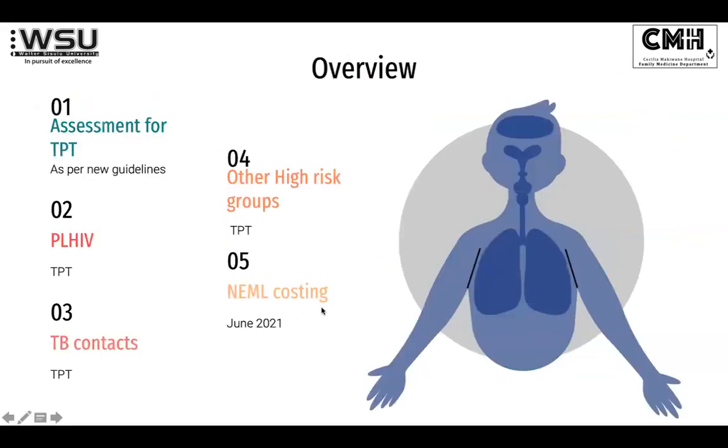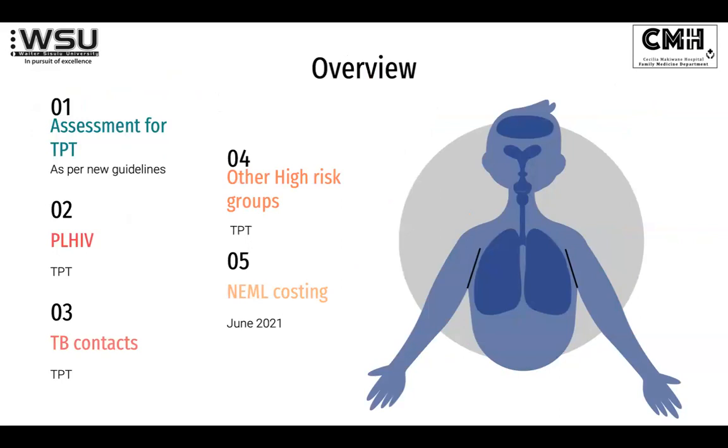So what I'm going to do today is spend the first bit just focusing on the new guidelines, and I've also incorporated little details and aspects from the new adult primary care record of 2023 that's just come out. We're going to be looking at how we assess patients for TPT, and at the three major groups that are being recommended to get treatment: our people with HIV, our TB contacts, and some of the other high-risk groups.